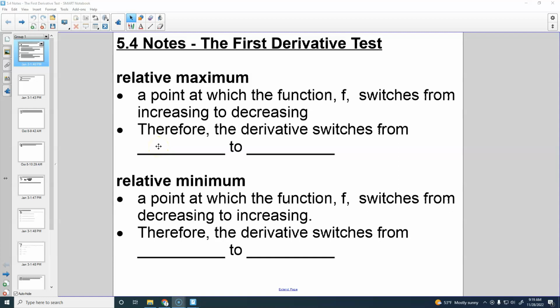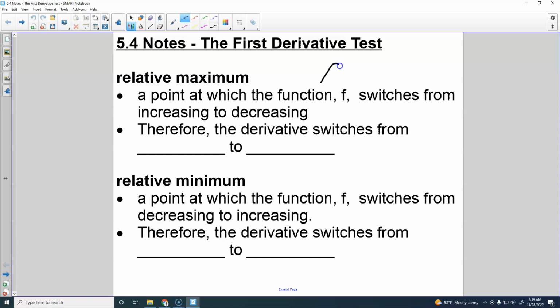Alright, so today we'll be talking about first derivative tests. First derivative tests can be used to find relative maximums and minimums. A relative maximum is going to be a point at which the function f switches from increasing to decreasing. If we have a function that is increasing and it switches to decreasing, that is going to cause a maximum point. It might be the absolute maximum, but it is at least a relative maximum point, right?